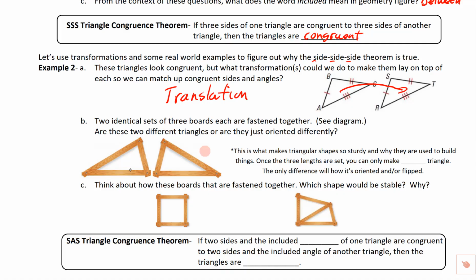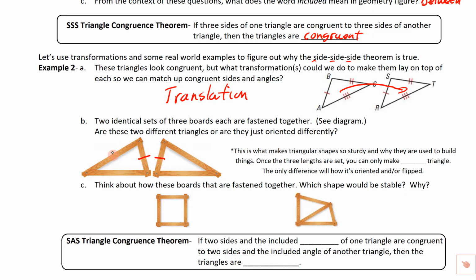Okay, so on B it says two identical sets of three boards each are fastened together. See the diagram. We've got some boards that were fastened together this way and some boards that were fastened together this way. The set of boards that made this triangle are exactly the same as the set of boards that made this triangle. Are these two triangles different triangles, or are they just oriented differently? Well, if you stop and think about it, these were two sets of the same boards.